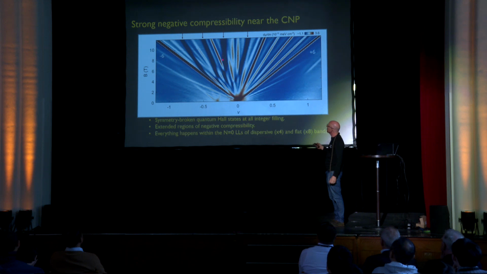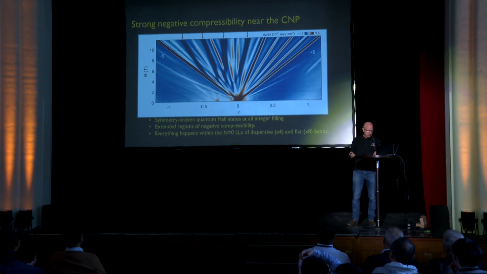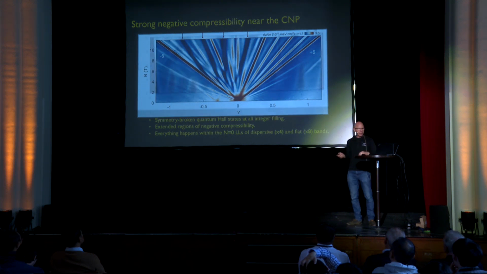And here you can see very clearly these very strong negative features in compressibility signifying the breaking of translational symmetry, competition between the Dirac sector and the flat band sector.